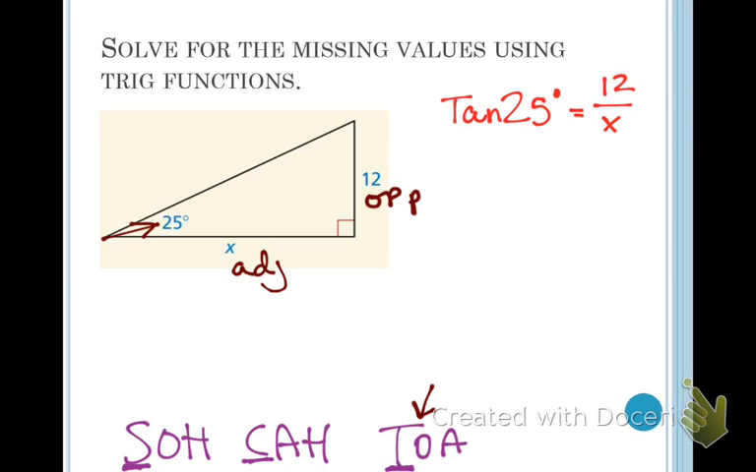Can I just multiply both sides by 12? No, I need to flip. If I flip the right side, I need to flip the left side. Yes, this is what you need to do. All right, and then what do we do to solve for x? Multiply by 12 on both sides.